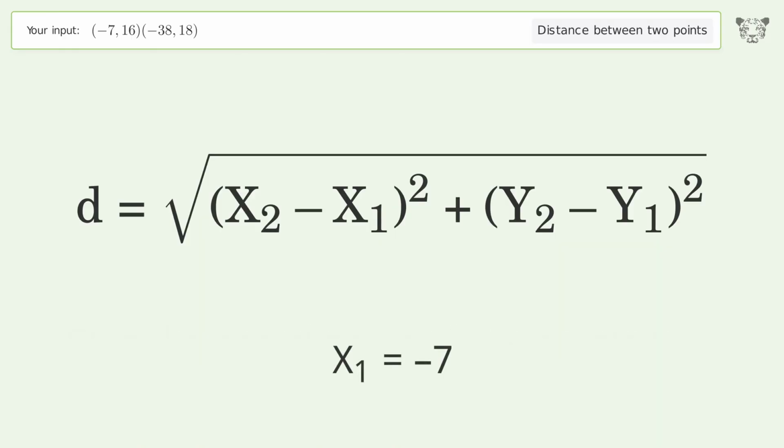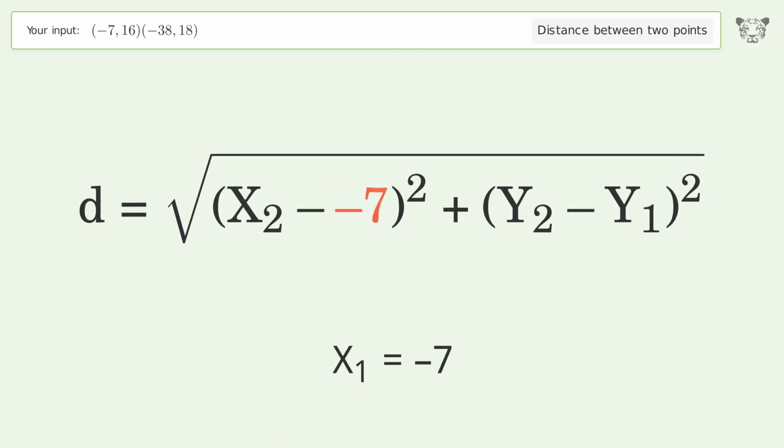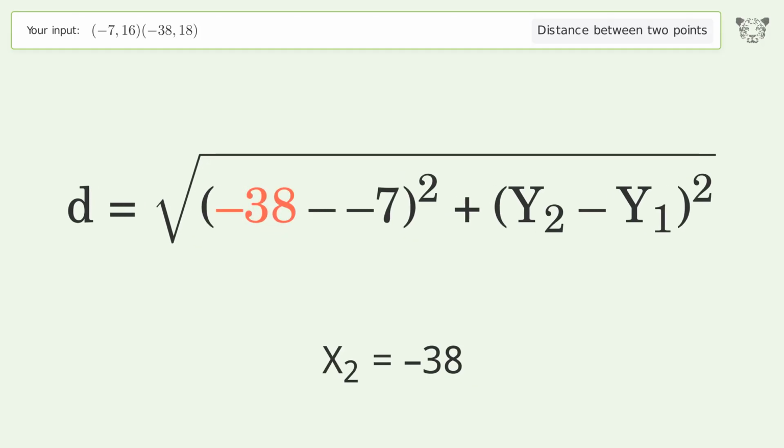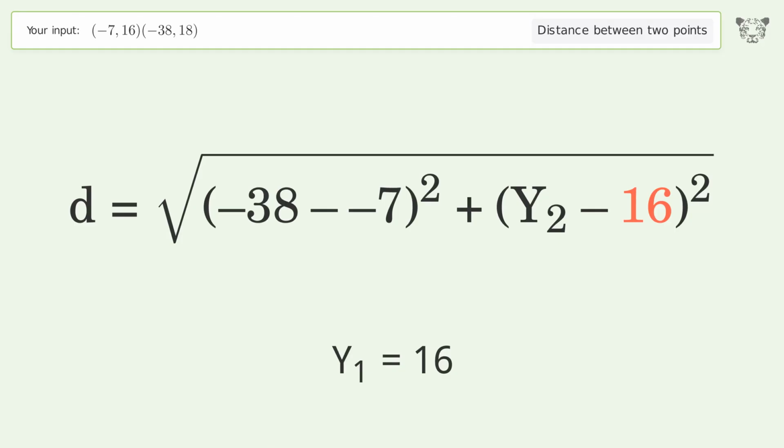x1 equals -7. x2 equals -38. y1 equals 16. y2 equals 18.